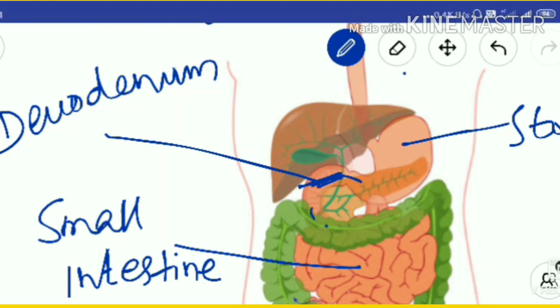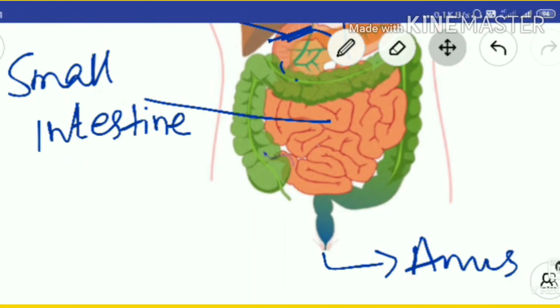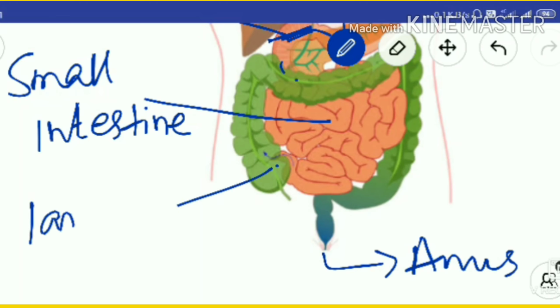See, after the duodenum, a lot of coiled structure. Okay, then the coiled structure ends at a place here where the large intestine starts. This is the large intestine.